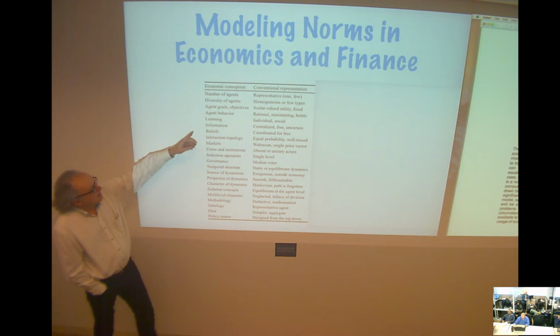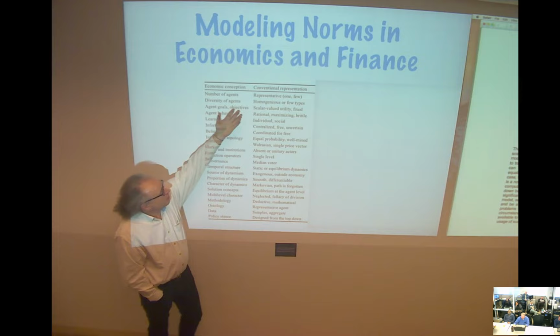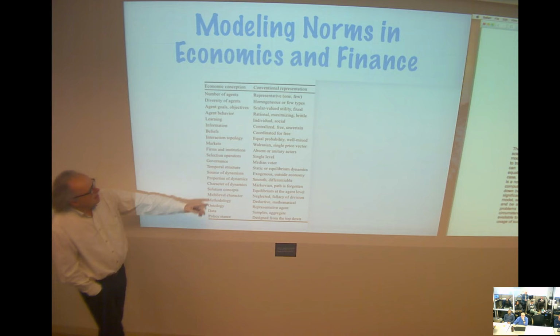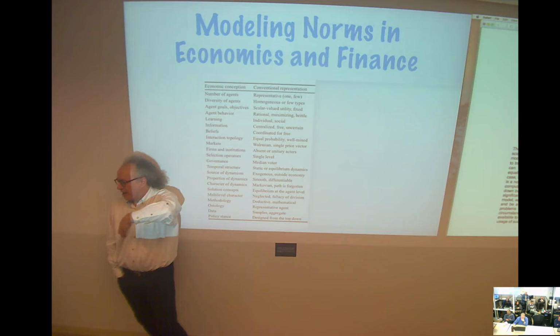Number of agents. Well, if I have one agent or maybe two, I can solve the equations. If I have a few, I can probably approximate the answer. I might also have infinity. If I have an infinite number of agents, I can use some limiting argument and maybe solve that. If I make them too heterogeneous, I can't solve anything, so I've got to make them pretty homogeneous. If I make them rational, that is, they're all doing what's best for themselves, then using calculus I can get first order conditions and solve for equilibrium.